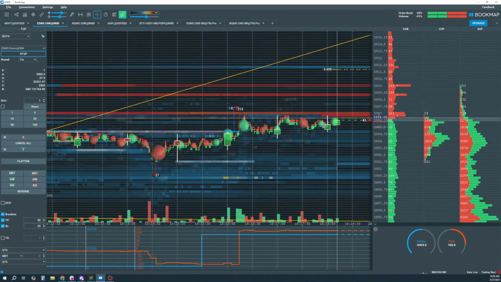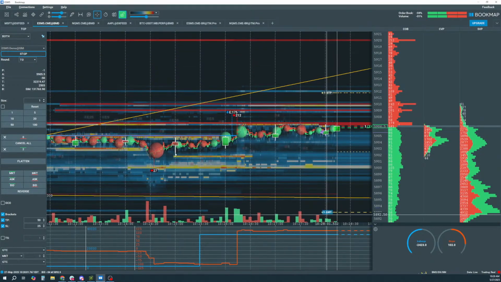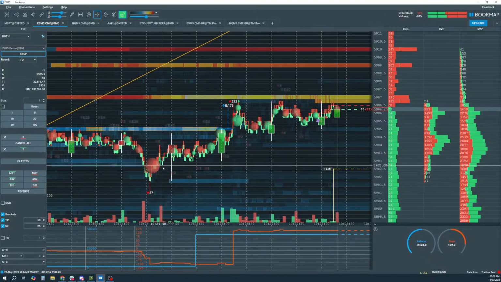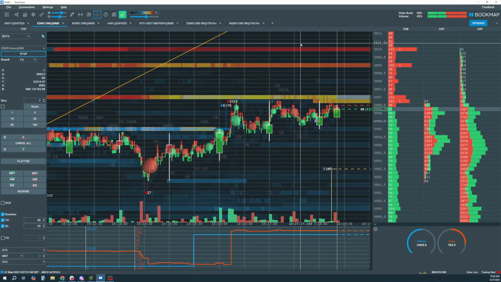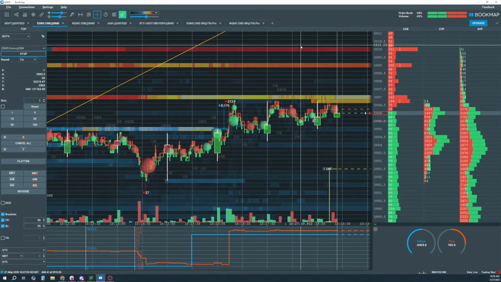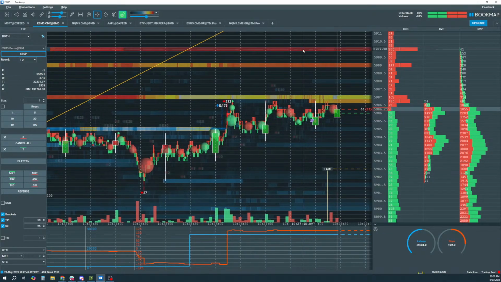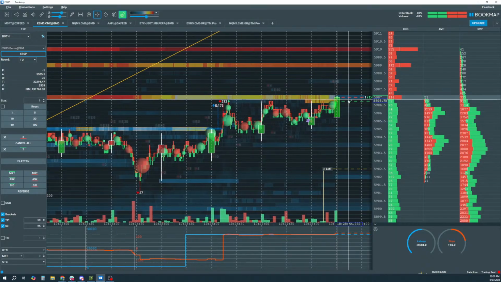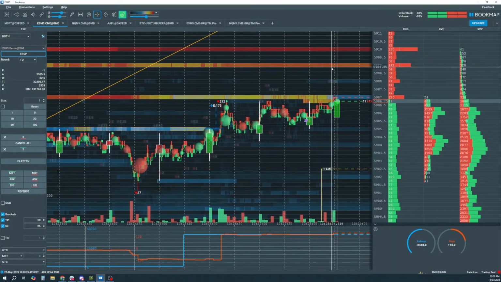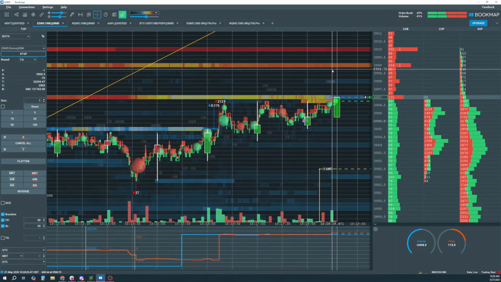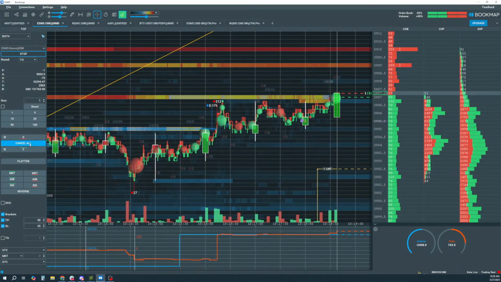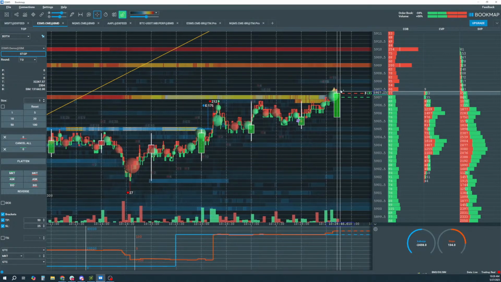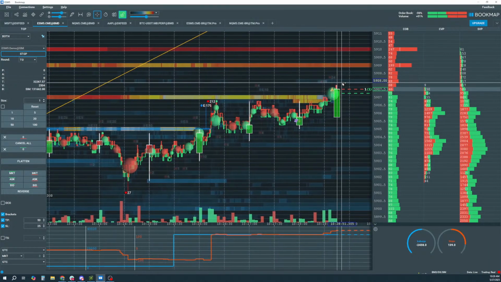Okay, but we're not looking for a whole lot. We're just looking for a move back down into the range in here. Okay, we're still getting buyers. Okay, I'm going to exit that. Okay, so we'll take a small loss on that.